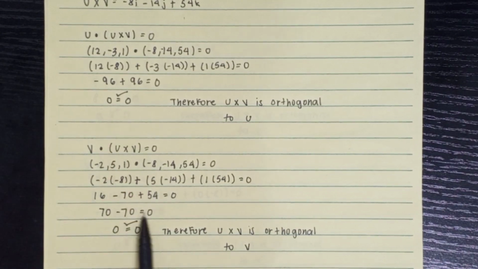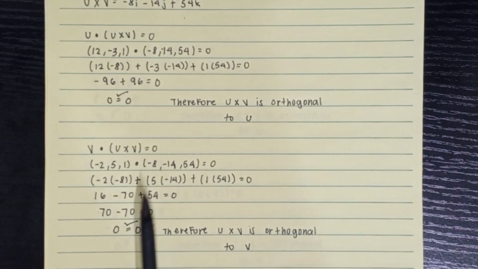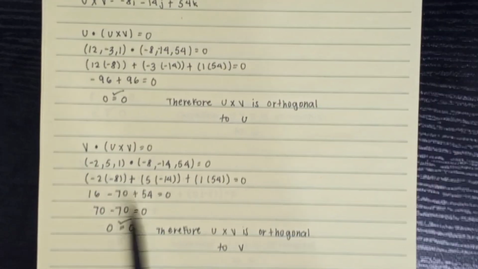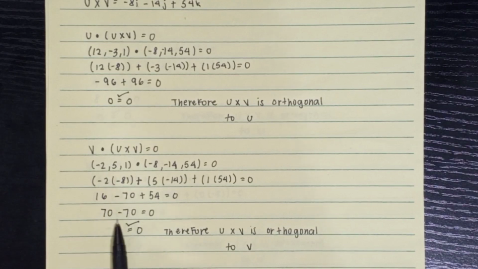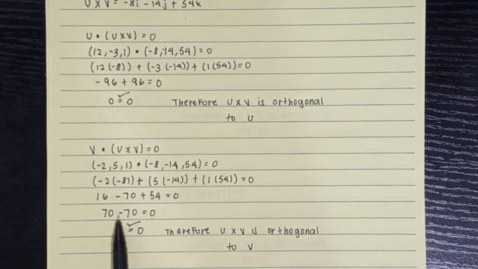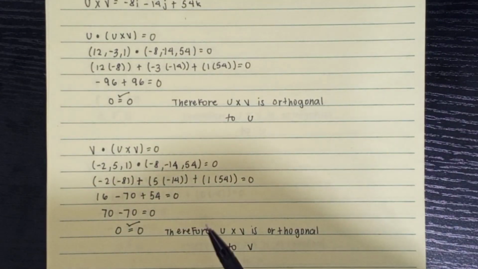So, 16 minus 70 plus 54. So, yun nga, equals to 0. And then, evaluate. So, that will be 70 minus 70 equals to 0. Therefore, our U cross V is orthogonal to V.